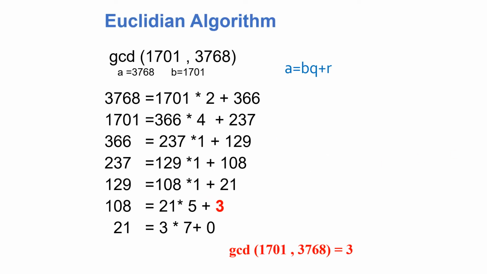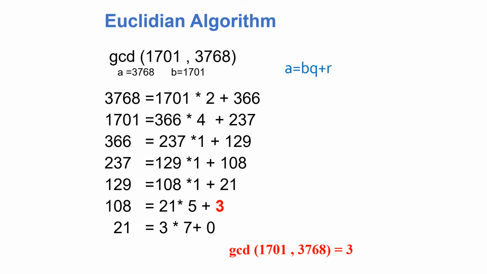Now we are going to compute the Euclidean algorithm for finding the GCD of 1701 and 3768. We have to express this using the format a equals bq plus r. In this situation we assign the largest value as a and the smallest value as b. So here a is assigned 3768 and b is assigned 1701.